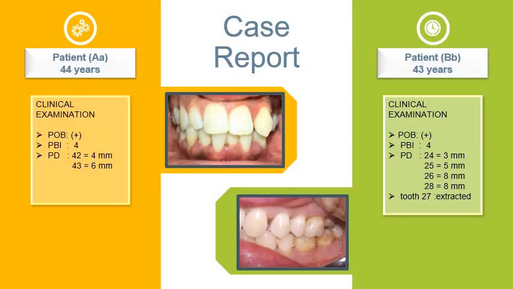Clinical examination of patient A. Bleeding on probing positive. The score of papillary bleeding index is 4. The probing depth measurement found 4 mm distal of tooth 42, 6 mm mesial of tooth 43. Meanwhile, clinical examination of patient B. Bleeding on probing positive. The score of papillary bleeding index is 4. The probing depth measurement found 3 mm on tooth 24, 5 mm on tooth 25, 8 mm on teeth 26 and 28, and 27 has been extracted.